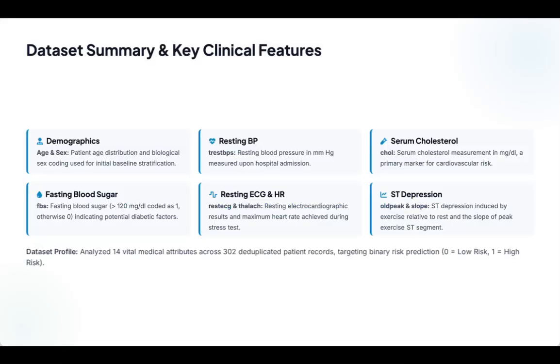So this is a summary of our data set and important features. We had over 1,000 patients in our original data set. Demographics and vitals include age, sex, resting blood pressure, serum cholesterol, fasting blood sugar. You can see several diagnostic indicators as well, and we had a target label of low risk or healthy and high risk with the condition present.